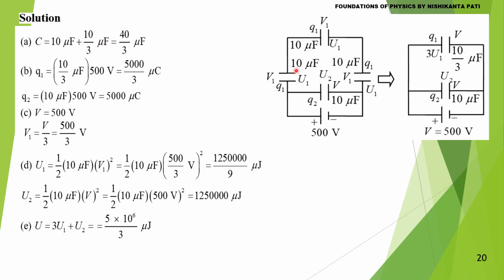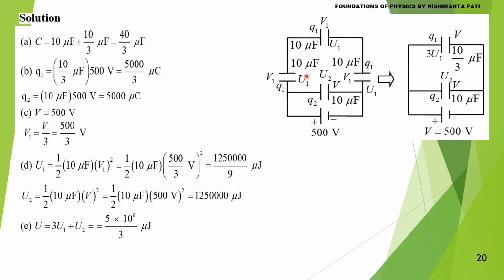What is the charge Q1? Same Q1, same Q1, same is also here. So Q1 is 10 by 3 microfarad into V. Q2 is 10 microfarad into V. Then V1 is Q1 by 10 microfarad. Similarly, the V1 is same here, the V1 is same here.